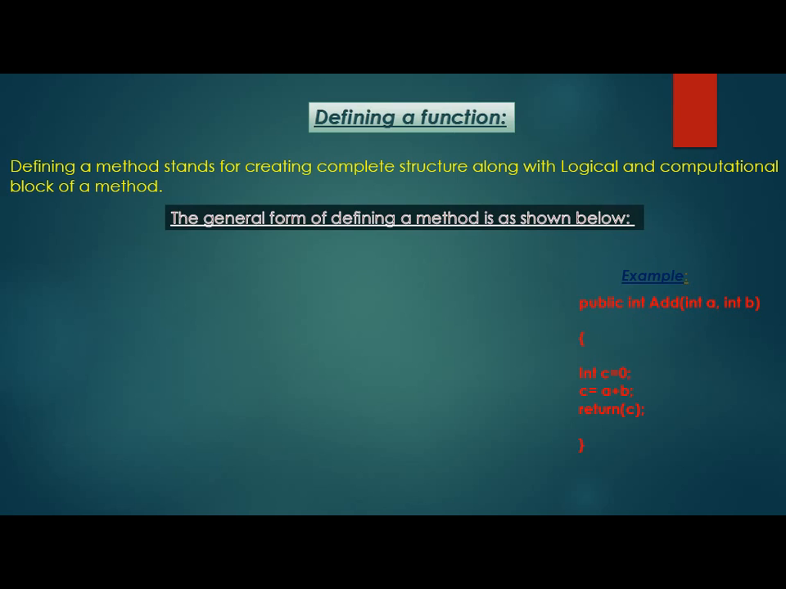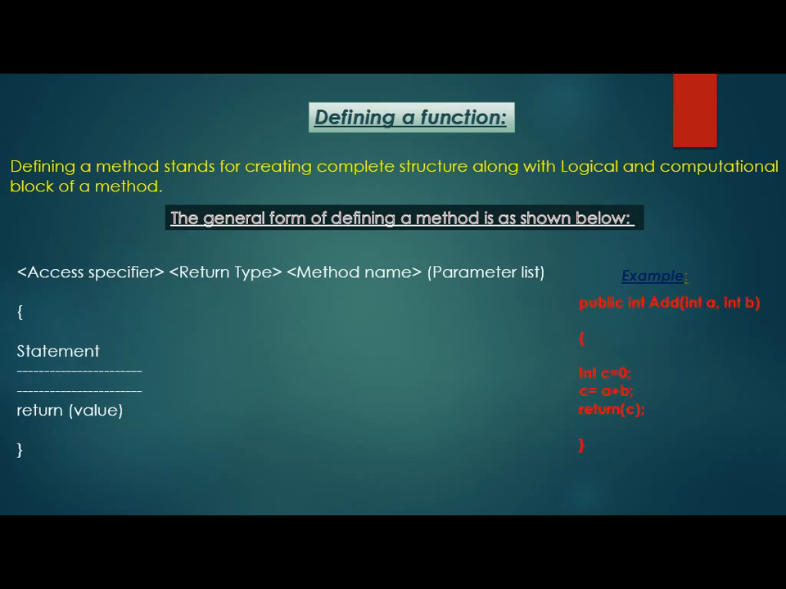So what is the general structure or the general form of a method? So first is the access specifier, then return type, then method name, and then in small brackets we write the parameter list. After that we have statements that are called the block of the function, and then the return statement.